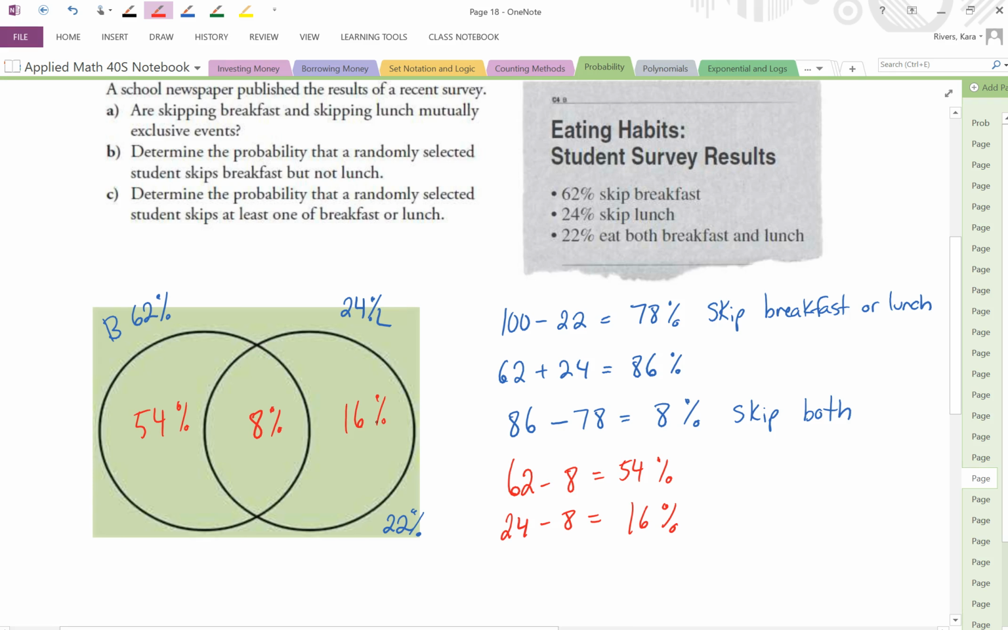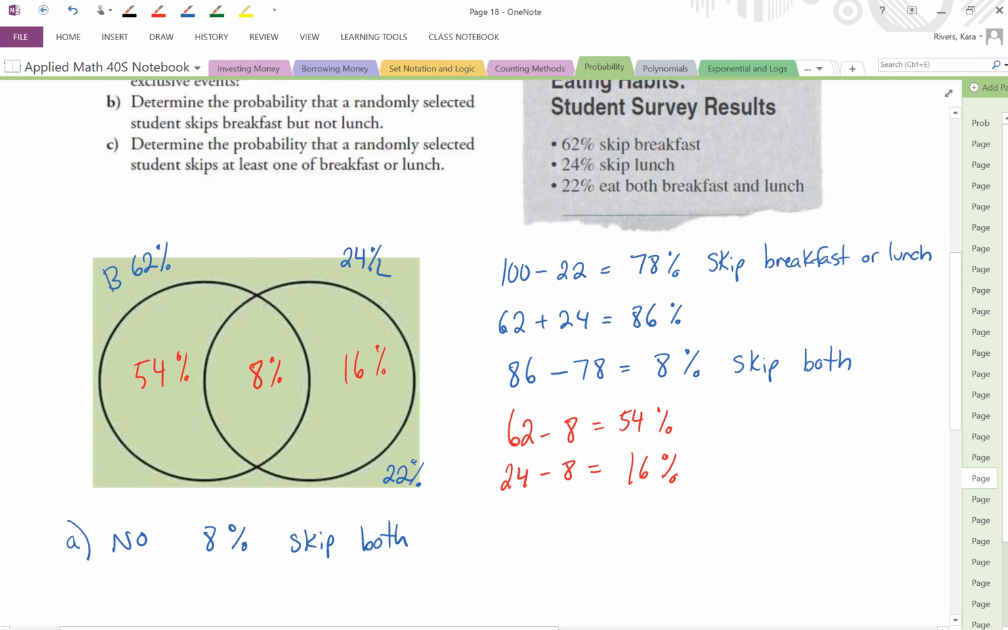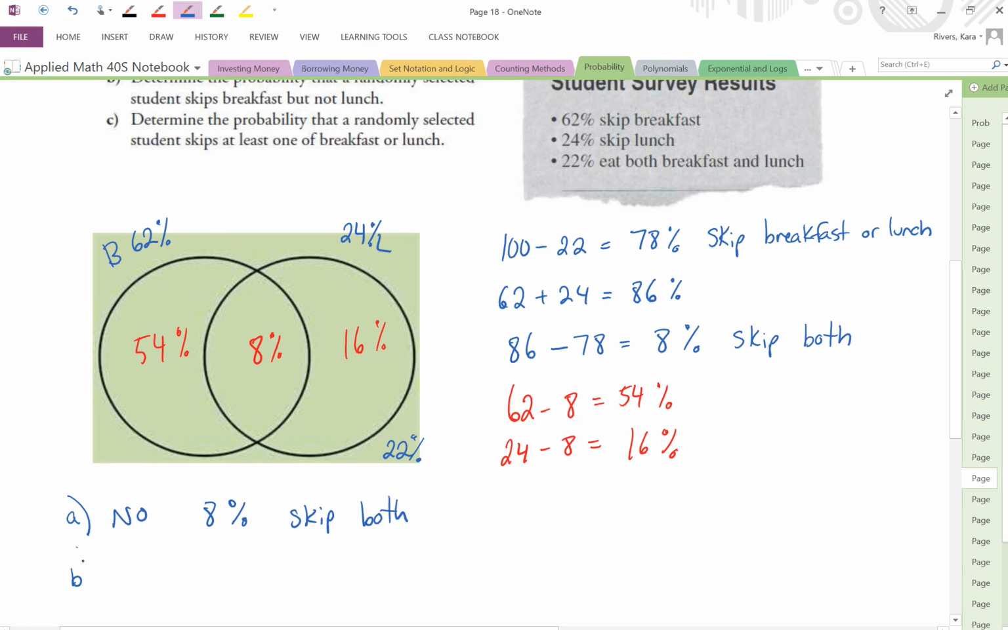Alright, answering the question that they're asked, I filled out the Venn diagram, but what are they asking? A. Are skipping breakfast and skipping lunch mutually exclusive events? No, because 8% skip both. B. Determine the probability that a randomly selected student skips breakfast but not lunch. That would be that 54%.